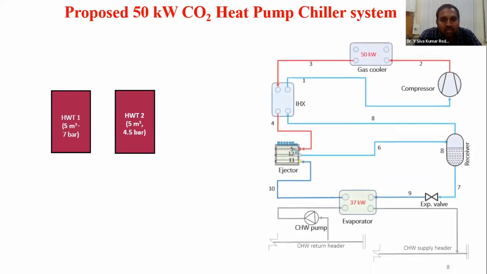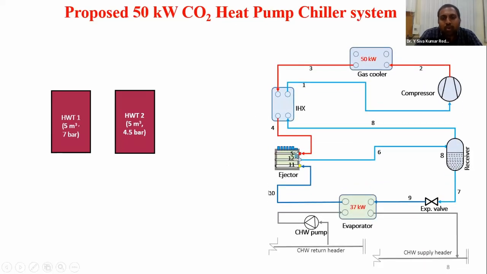So this is the heat pump configuration we are considering. There is a single evaporator with ejector, IHX, one gas cooler and a single compressor. We are tapping the chilled water from the existing chilled water loop and supplying this water to the evaporator, where it is cooled from 12 degrees to 7 degrees, and again it will be supplied to the chilled water supply header.